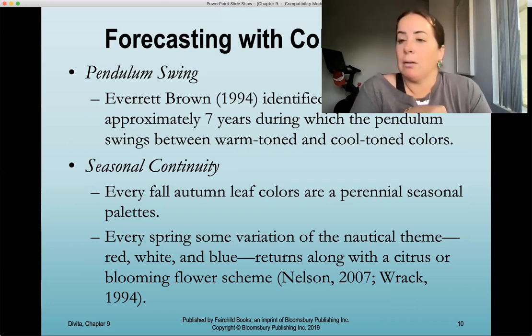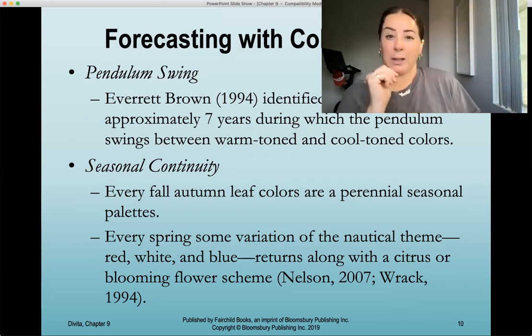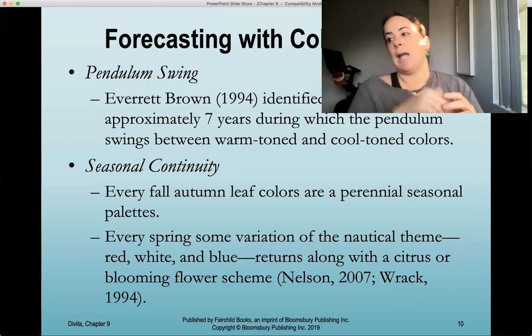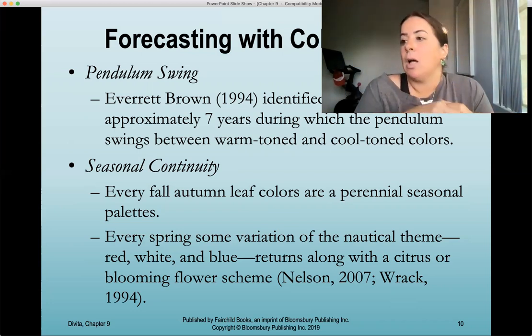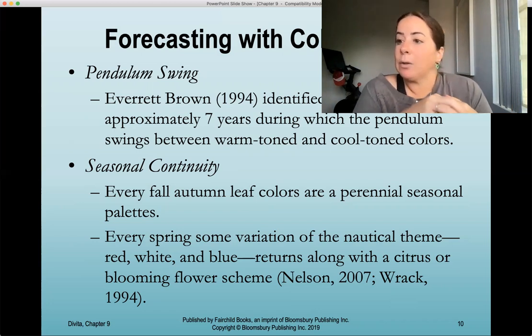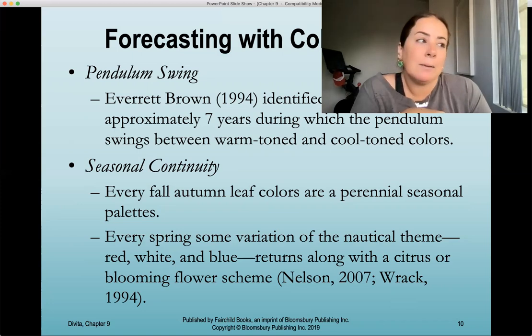Same with every spring, right? We come out of winter where we're wearing a lot of black and dark colors, and we present a new spring forward color cycle. A lot of times we do that with a nautical theme like red, white, and blue, or a citrus or blooming flower color scheme.